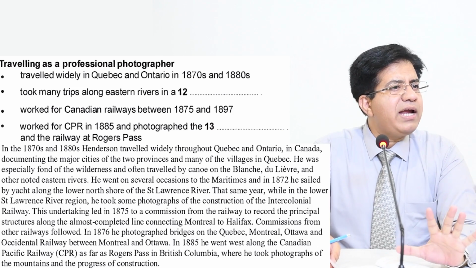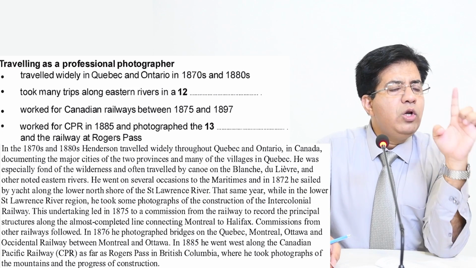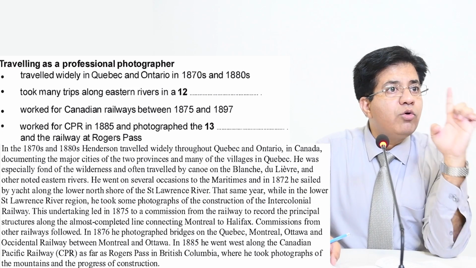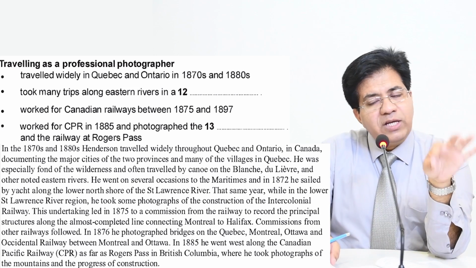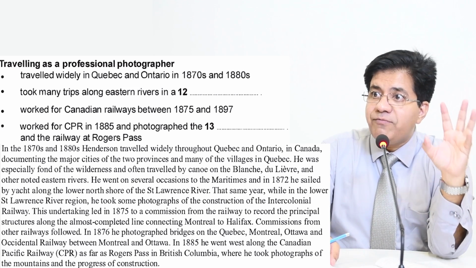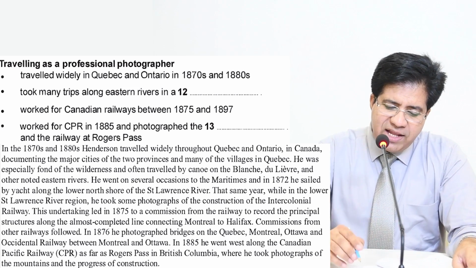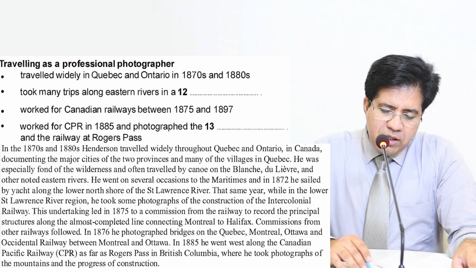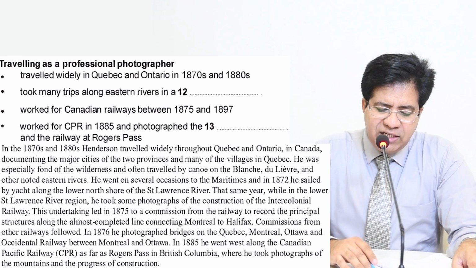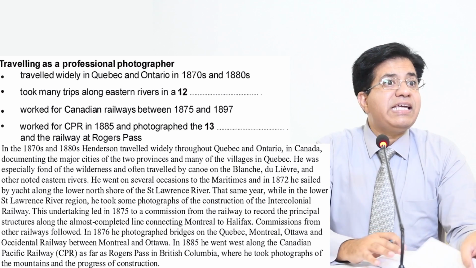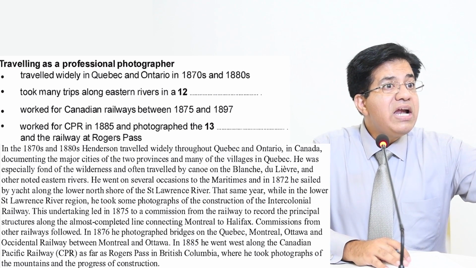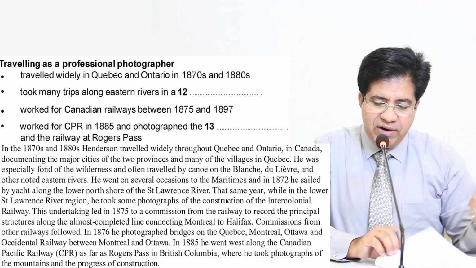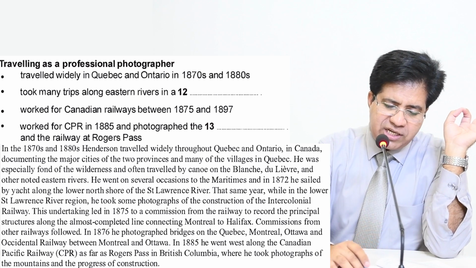So, it's a very good idea from the question, look for the clue word. Don't read the question, look for the clue word. Go back to the passage, mark the clue word. Come back to the question, read the question again with clear understanding. Now, let's read it. Okay, question number 12. Took many trips along eastern rivers in a dash, meaning mode of transportation for river, for water. Now let's go back. Mode of transportation for river.